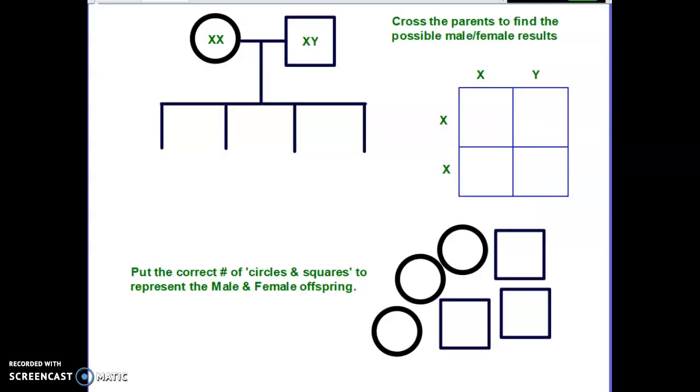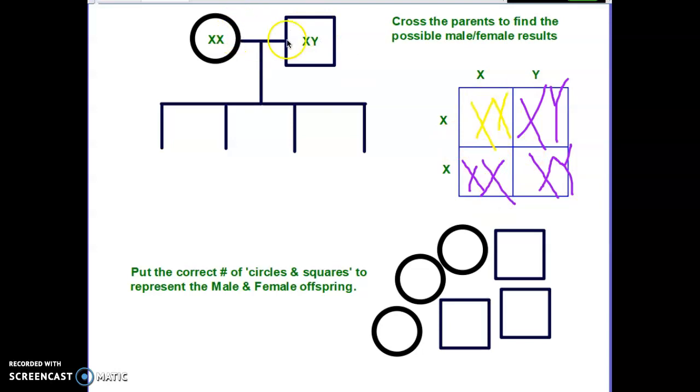So let me show you how this works here. If we did this Punnett square, remember XX is female. So this would be X, X. Okay, this would be XY. All right, this would be XX, and this would be XY. So every time a human couple decides to have kids, there's always a 50-50 chance it's going to be a boy or a girl. So let's put these two females in here.